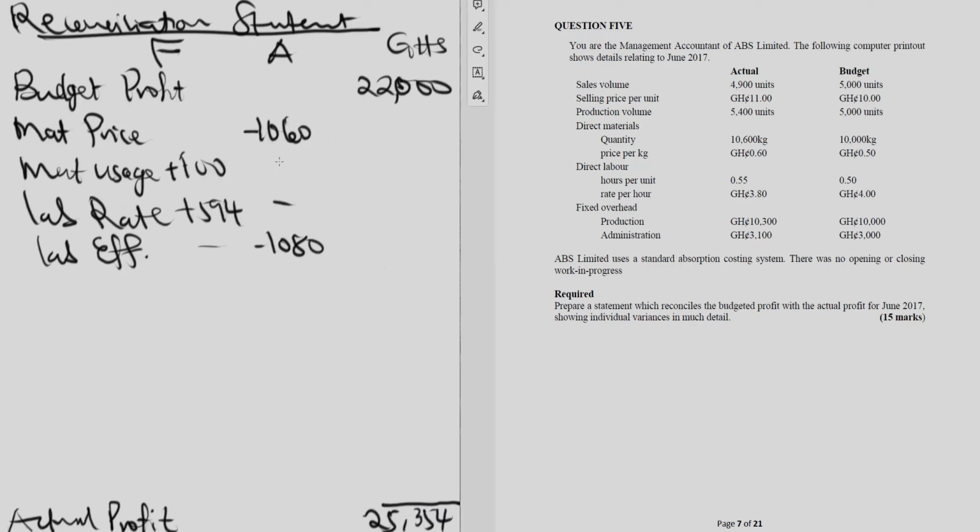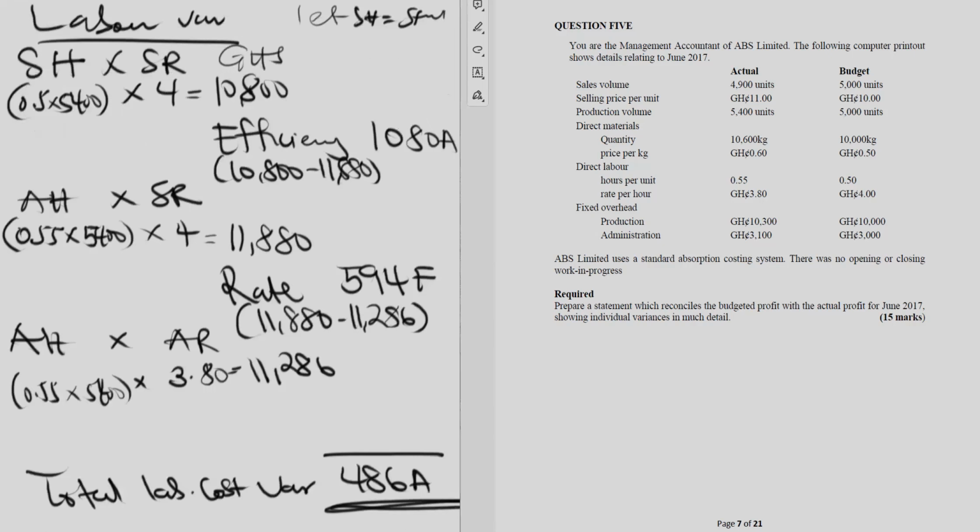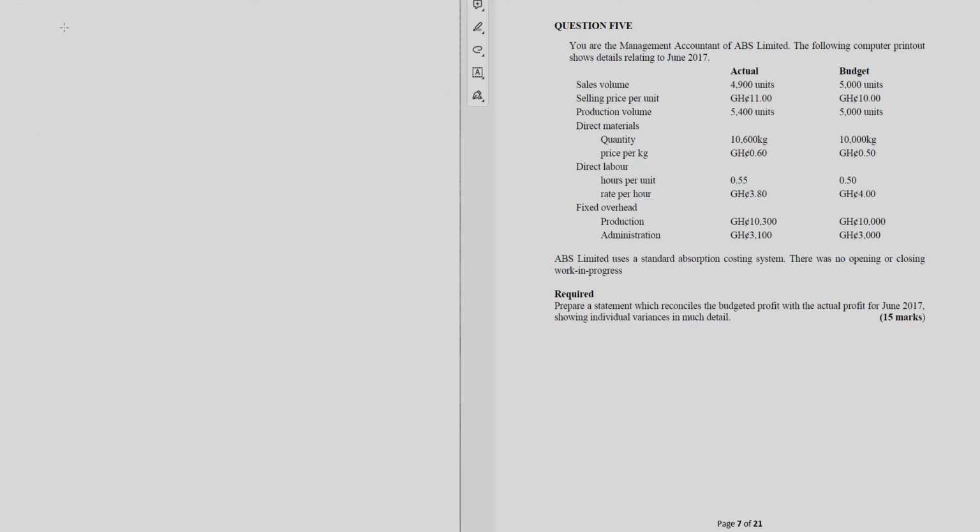So you can do it this way and you realize that you start moving. You don't need to finish everything before you decide to put everything in its place, right? So as and when you solve the variances, you just fill in. So now we are done with labor. Now we come to fixed overheads. I think this question was relatively simple.